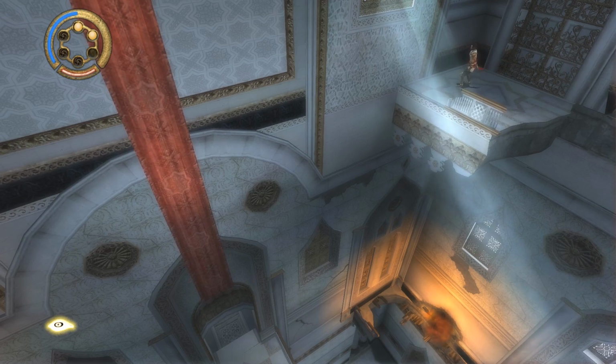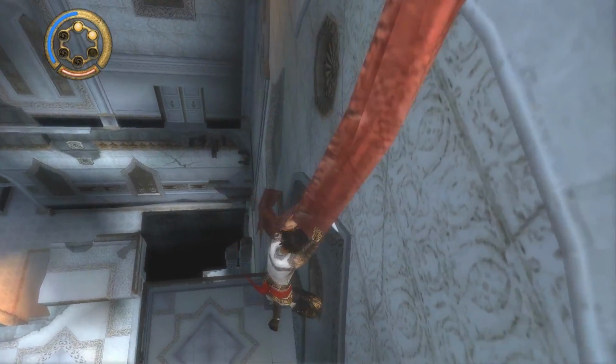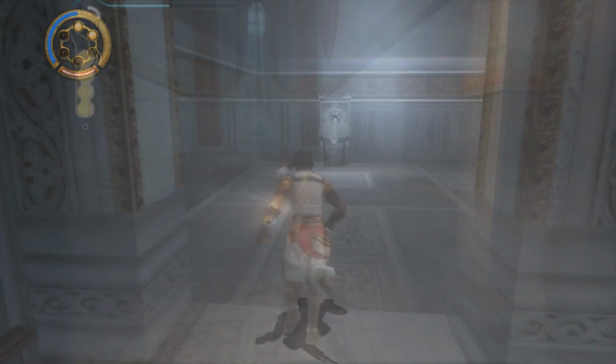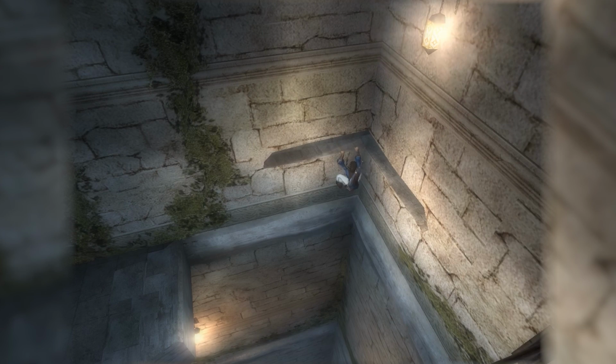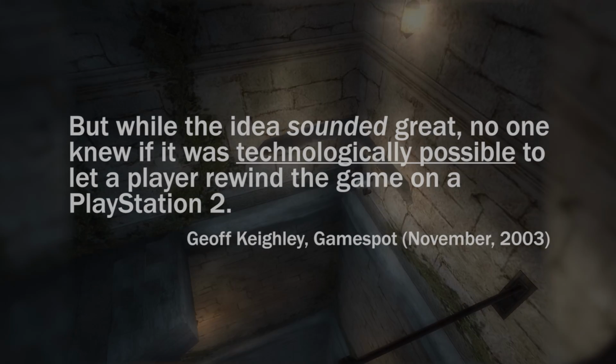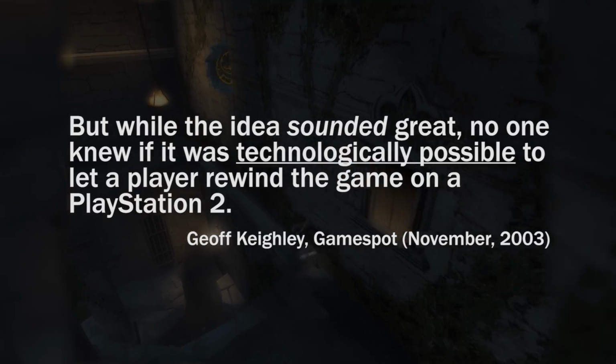What makes the Prince of Persia series' implementation of the mechanic so noteworthy, though, is the technical hang-ups behind the first title, Prince of Persia: The Sands of Time. In an interview with Geoff Keighley, some of the developers behind the game admitted that they weren't even sure if they could get the time reversal to work on the PlayStation 2.